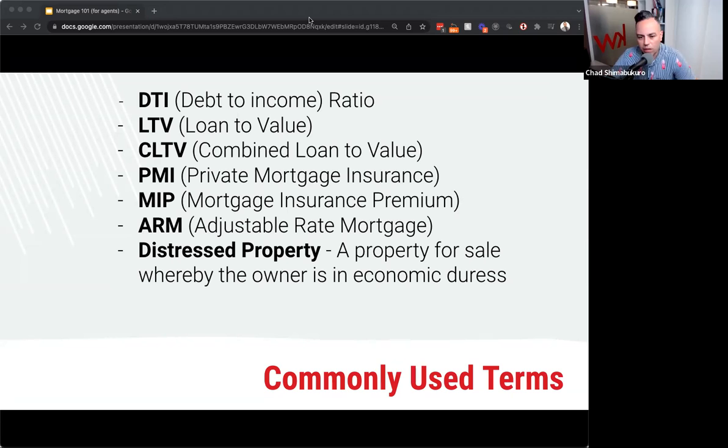Another term that's used often in mortgages and refinances and finances in general is distressed property. A distressed property is a property for sale whereby the owner is in some sort of economic duress. So distressed property could be a probate sale, a bankruptcy sale, a divorce sale, short sale, foreclosure. That's all the pile, if you will, of distressed properties.